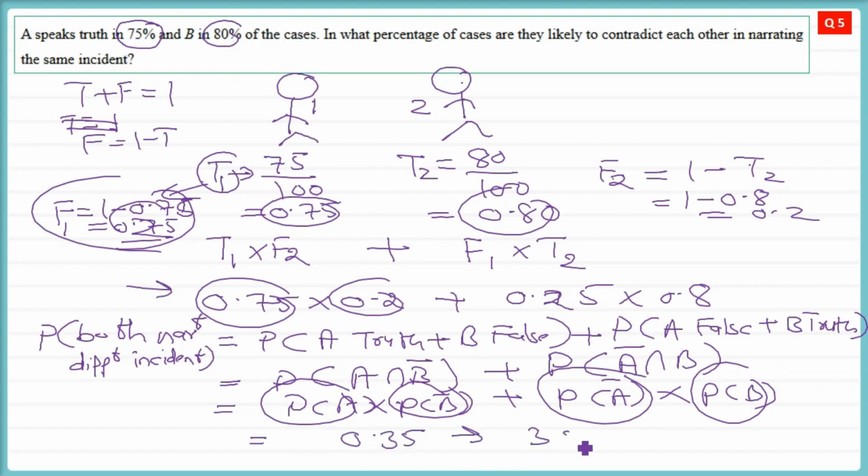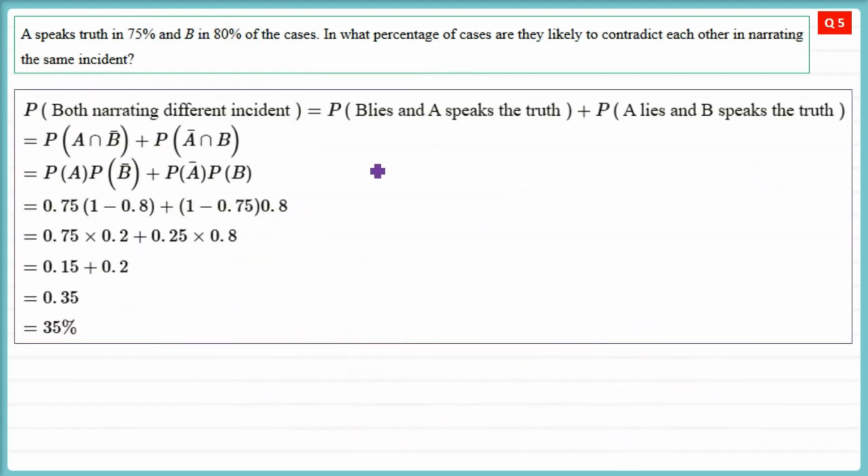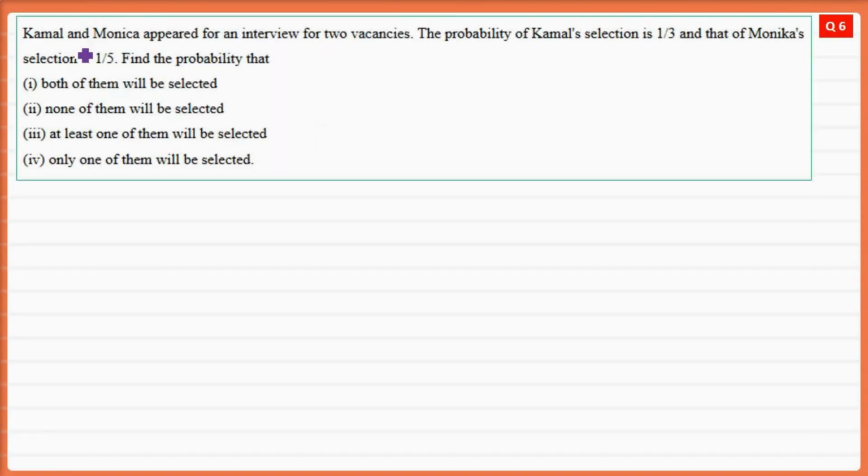Since it is given in the percentage, it will be 35%. So this is how we are going to write. Now this expression is very important in this case. In this type of question, the question is asking you to write the expression, then only you can write the answer. Kamal and Monica appeared for an interview for 2 vacancies.